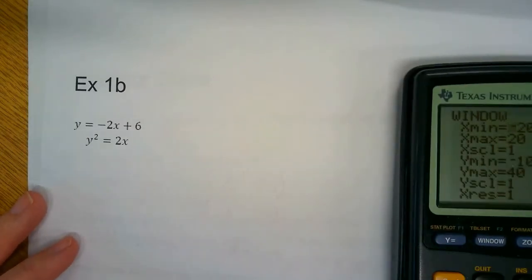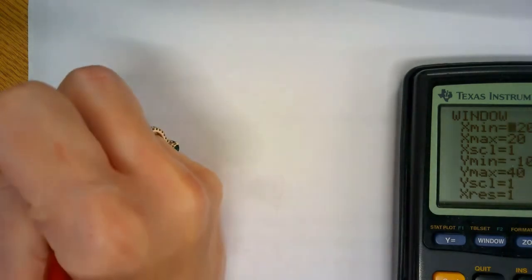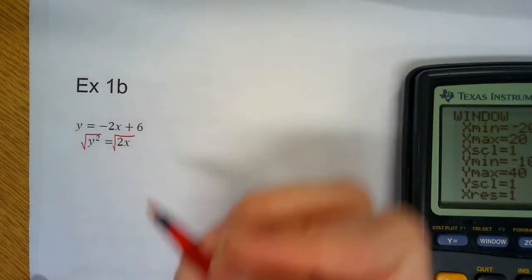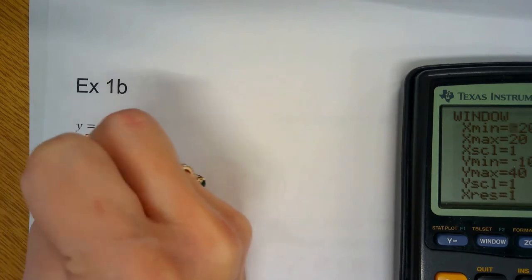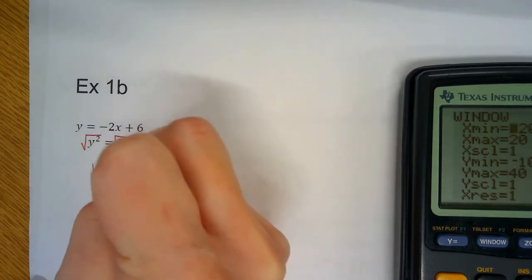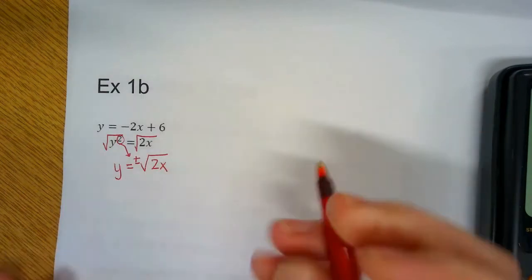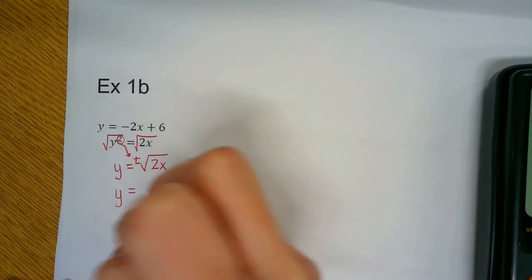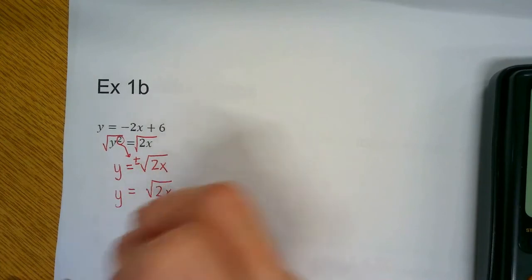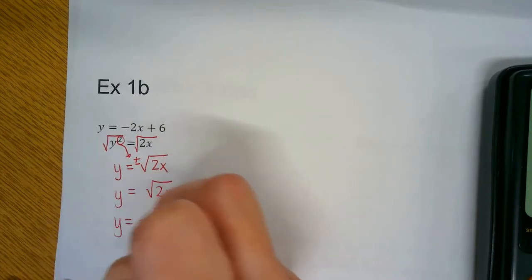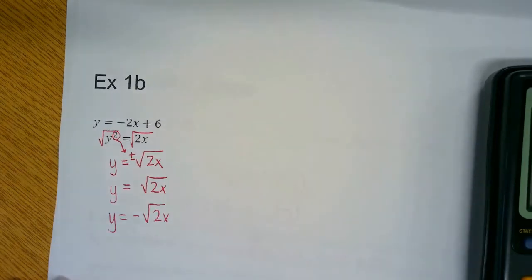So on this last question, the top one is already solved. For the bottom one, you need to do the square root in order to get that squared to go away. So I would write y equals the square root of 2x. And remember, when you have a square root, you do have 2 answers that it produces because of that squared. So therefore, we're going to have to type in 2 equations, the positive square root of 2x and the negative of that guy.